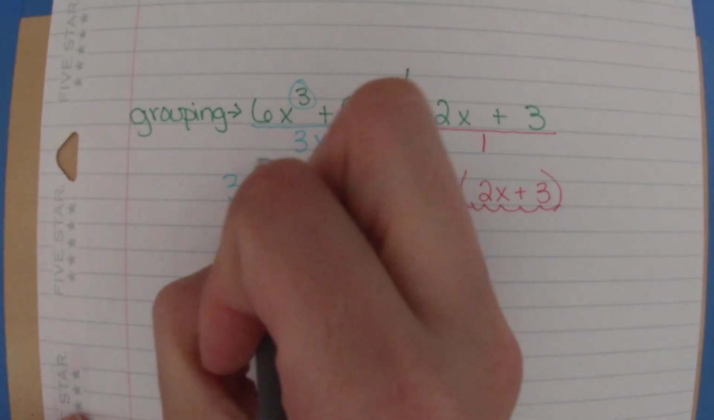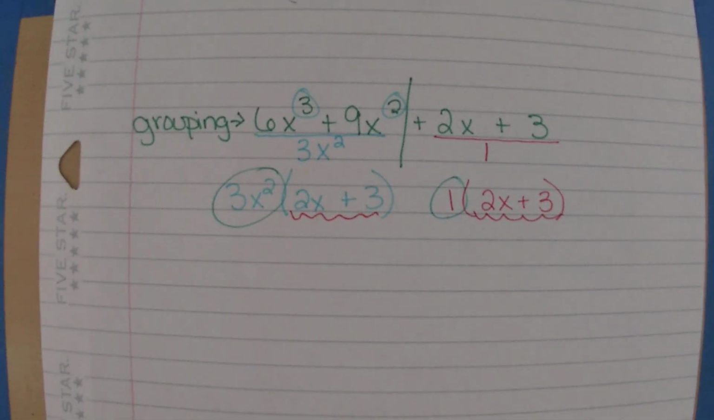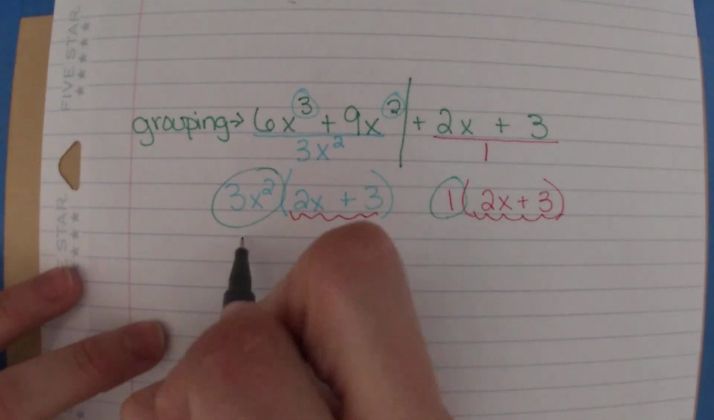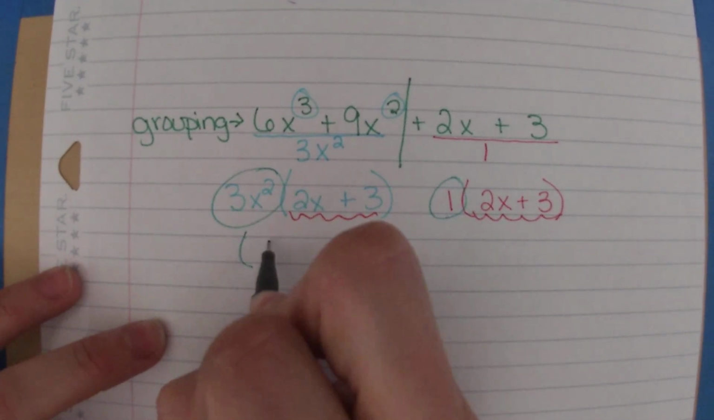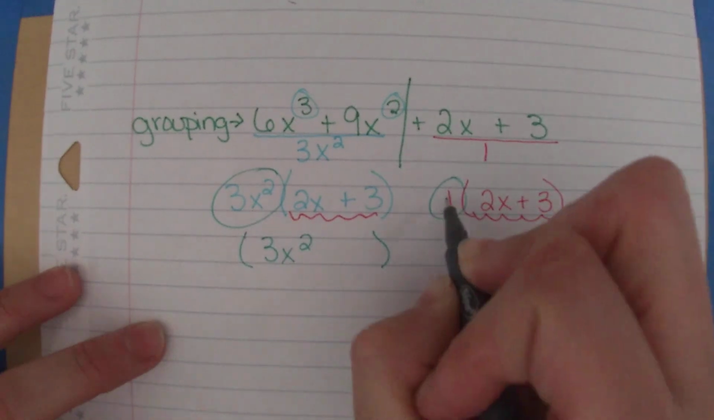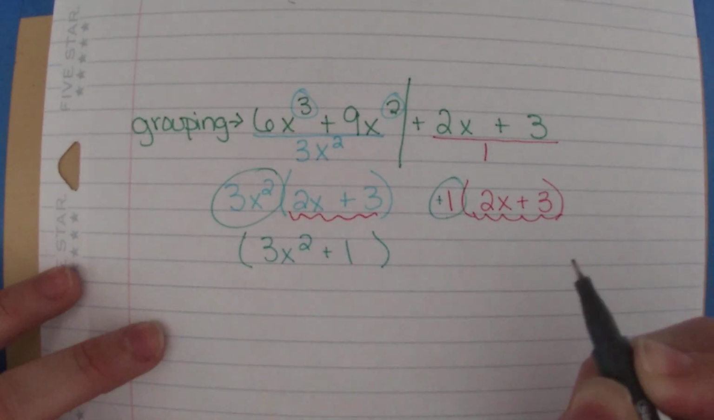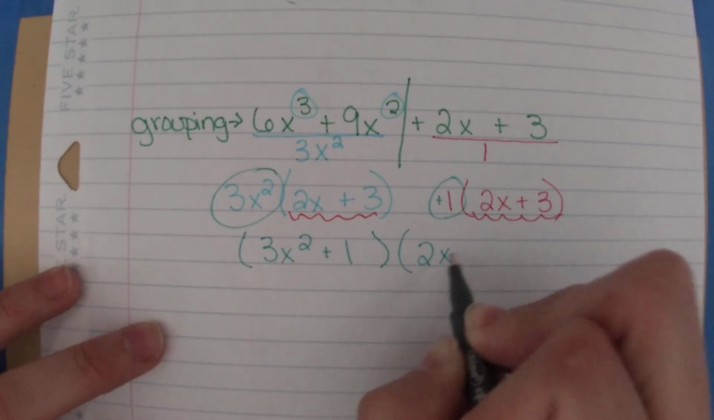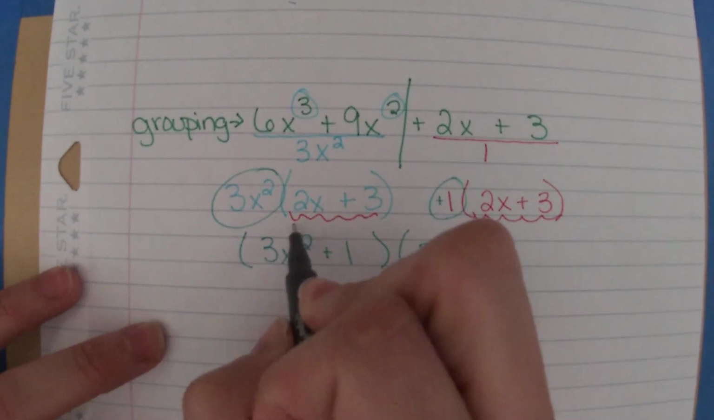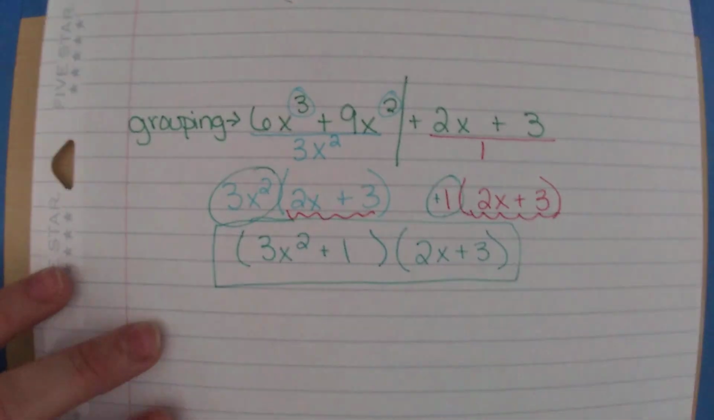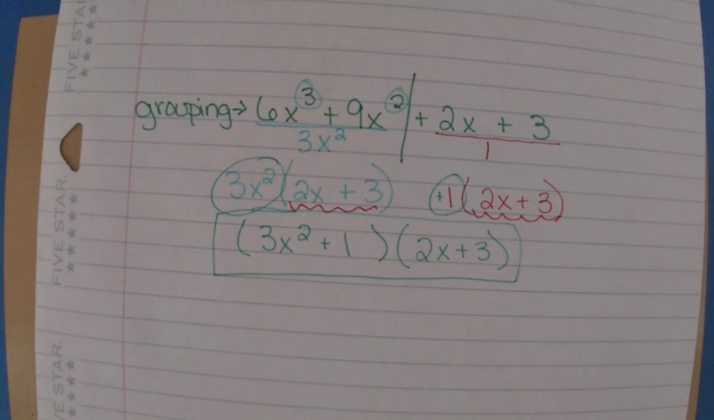But, okay, so then we're gonna take these two numbers and put them together. And we write them side by side in one binomial. So I'm gonna write my 3x squared. And this is a positive 1. And then my other binomial is the 2x plus 3. And so that would be my final answer.